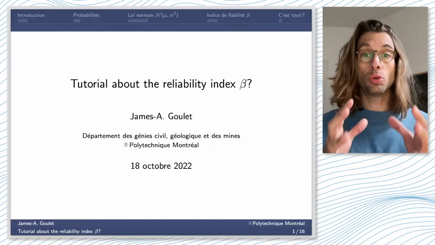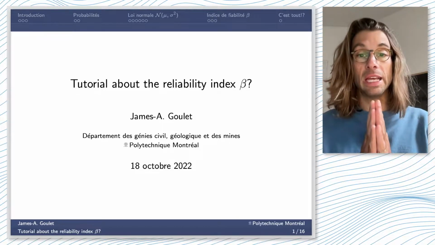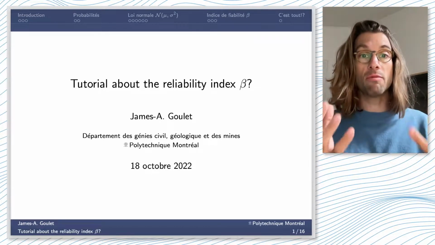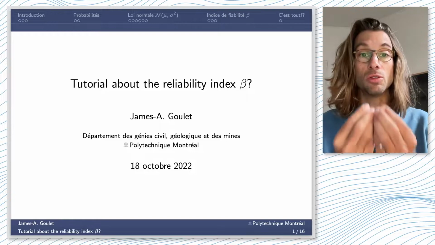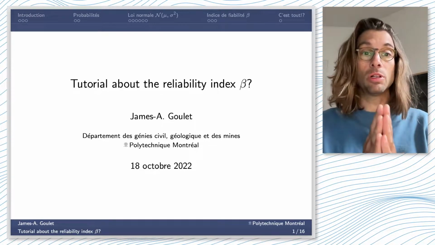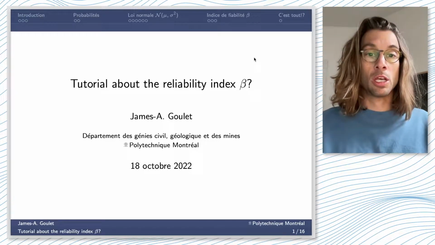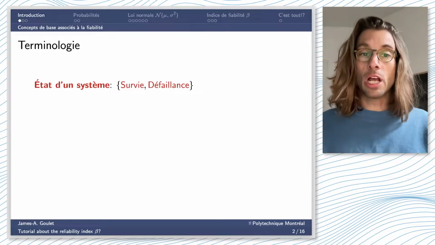Today I'm going to present a tutorial about the core concept related to the reliability index beta. Why? Because I realize that many practicing engineers don't fully understand this concept that is central to the reliability of existing bridges.